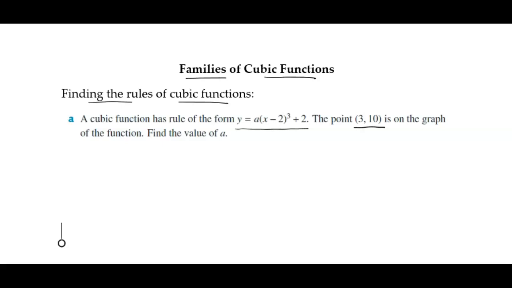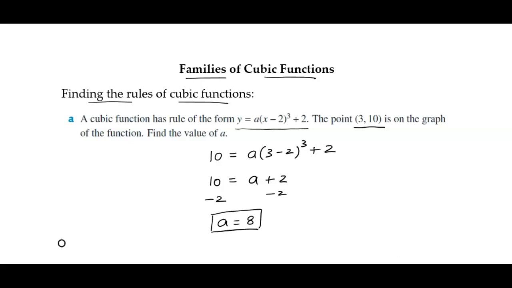So what we're going to do now is substitute the point into the rule and find the value for a. Let's start by substituting the value for x as 3 and y as 10 into the rule of the function. So 10 equals a times (3 minus 2) to the power of 3 plus 2. Simplifying that, 3 minus 2 is 1, 1 to the power of 3 is 1, which leaves us with a plus 2. Solving for a, subtracting 2 from both sides, gives us the value of the dilation factor as 8. In this question, they're just asking us to stop by finding the value for a.